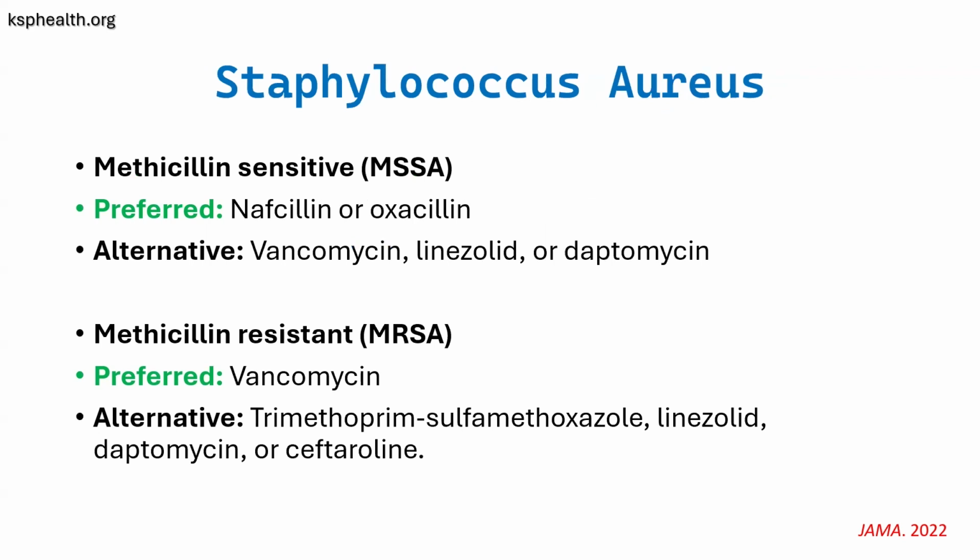Staph aureus is often seen in immunocompromised hosts. Again, Staph aureus can be methicillin sensitive or methicillin resistant. If it is MSSA, the preferred agent is nafcillin or oxacillin. Alternatives are vancomycin, linezolid, or daptomycin. Methicillin resistant, the preferred agent is vancomycin. The alternatives are Bactrim, linezolid, daptomycin, or ceftaroline.